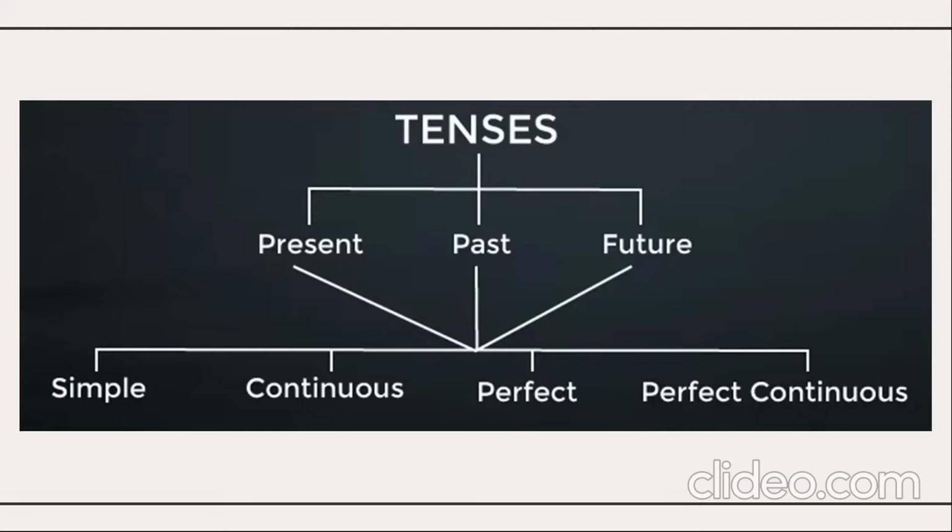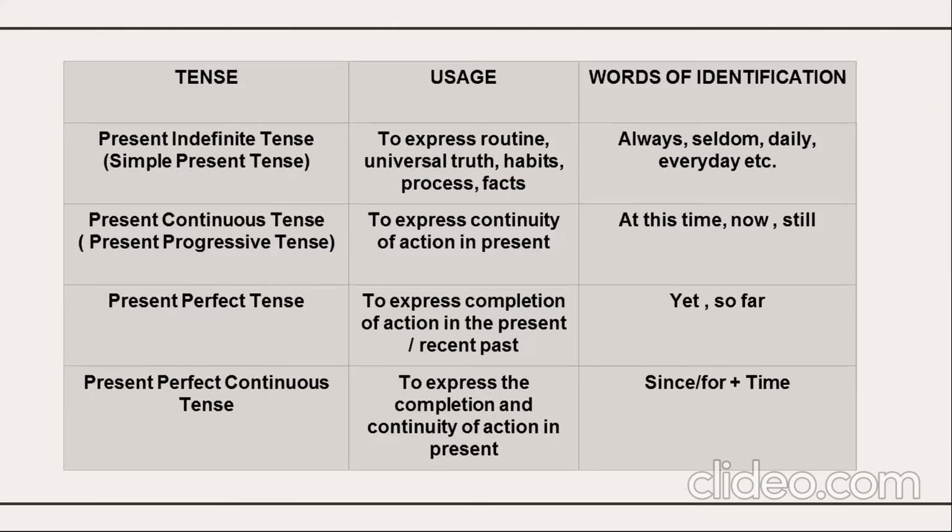Before we deal with these exercises, let's know basically the usage of each tense. Present indefinite, present simple tense speaks about the daily routine, universal truths, habits, process, and the words are here: always, seldom, daily, everyday. They are the indicators. Present continuous tense talks about the action which is going on in the present, and the indicators are here: at this time, now, still.